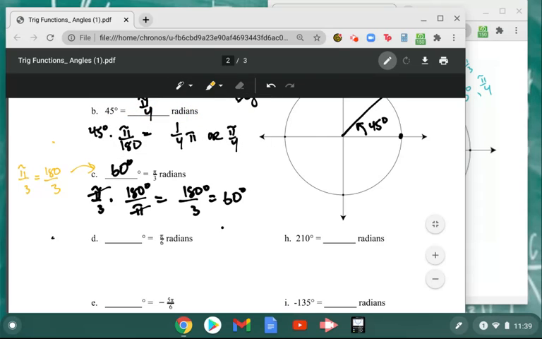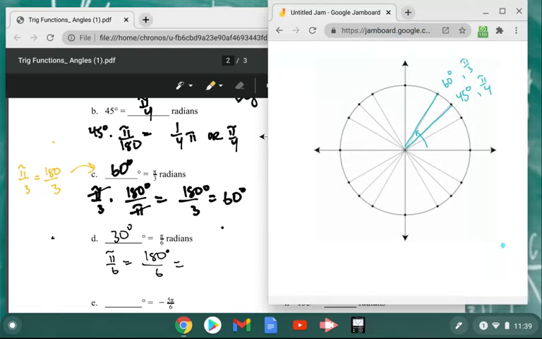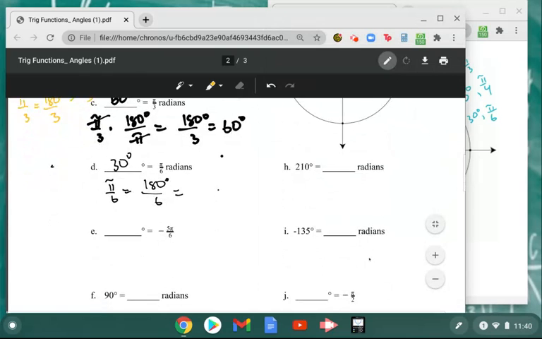So now I've got pi sixths. I'm going to just replace pi with 180 degrees over 6, and I end up with 30 degrees. On that unit circle, that's going to be this rotation right here. So this one is 30 degrees, or pi sixths.